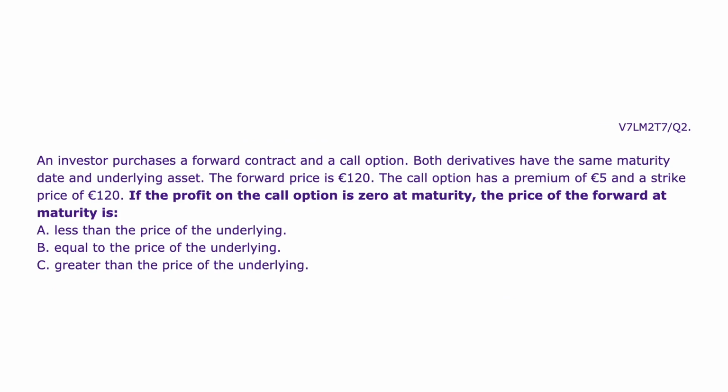An investor purchases a forward contract and a call option. Both derivatives have the same maturity date and underlying asset. The forward price is 120 euros. The call option has a premium of 5 euros and a strike price of 120 euros. If the profit on the call option is 0 at maturity, the price of the forward at maturity is A. Less than the price of the underlying. B. Equal to the price of the underlying. C. Greater than the price of the underlying.